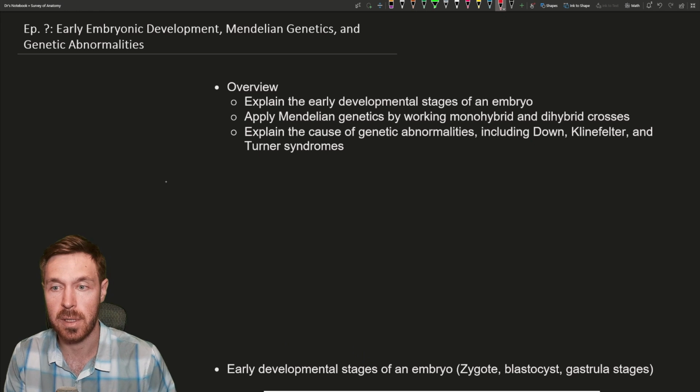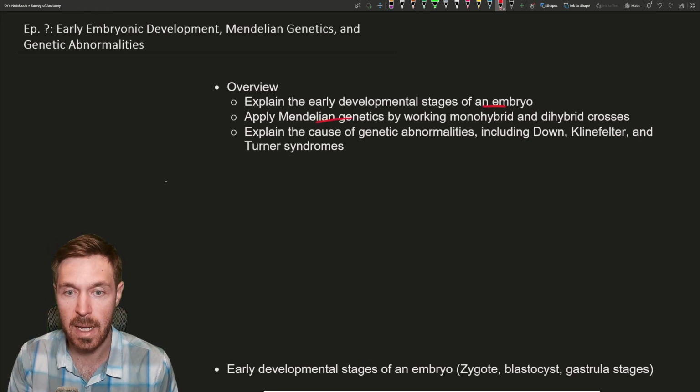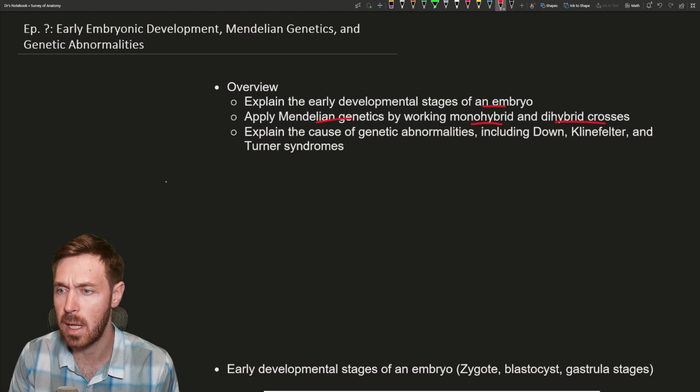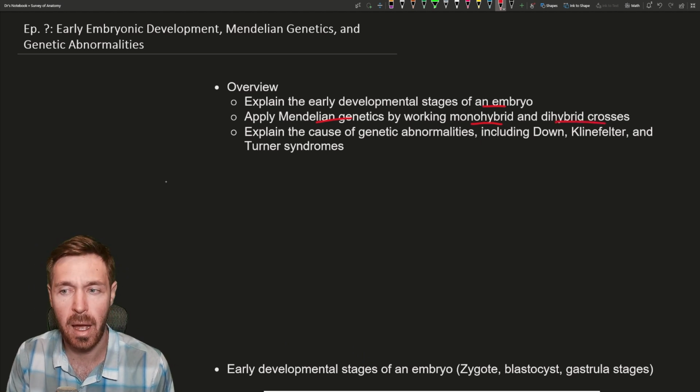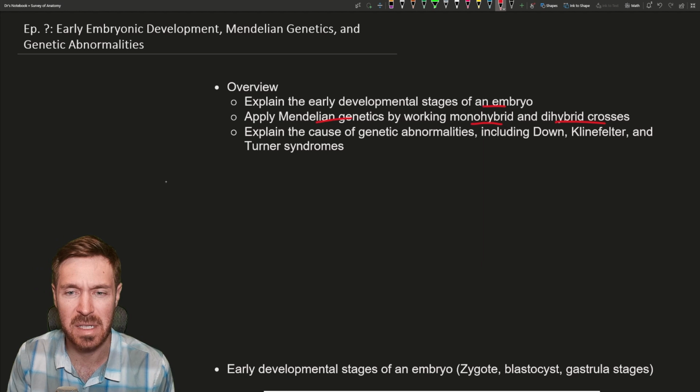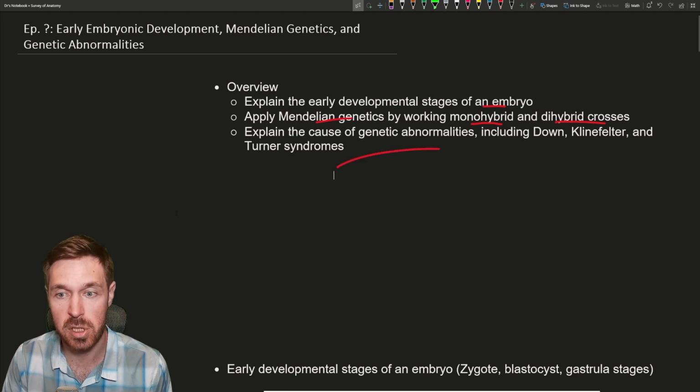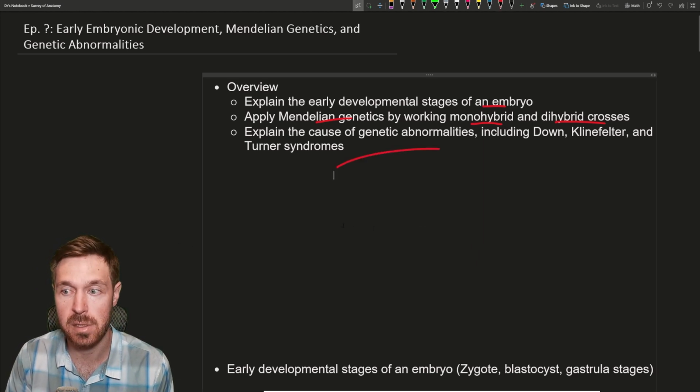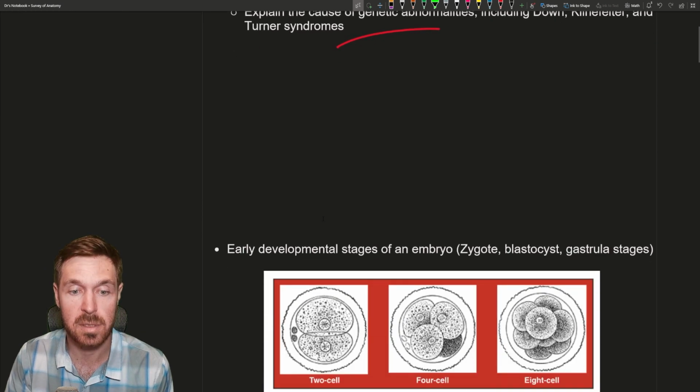All right, so we're going to look at the stages of the embryo. We're going to look at Mendelian genetics, and we will look at a monohybrid and an example of a dihybrid cross. And I'll explain what that means later. And then we'll look at some genetic abnormalities like Down syndrome, Klinefelter's, and Turner's syndrome.